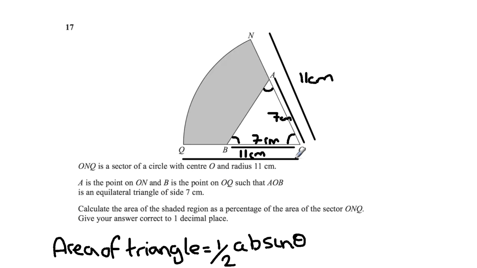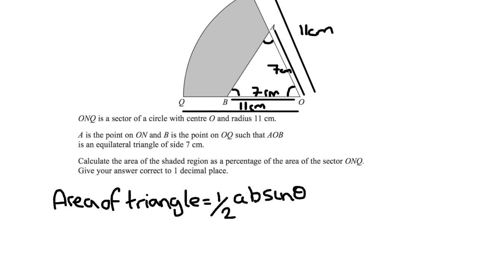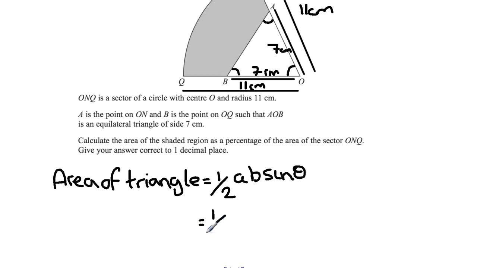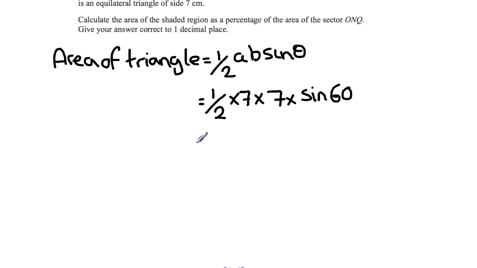Now, to find the area of the triangle OAB, we need to fill in the details given to us in the diagram. So A is 7 centimetres, B is 7 centimetres, and the angle given to us is 60 degrees. So I'm just going to substitute those values into the equation. So we should have equals a half times 7 times 7 times sine 60. Okay, so we plug those values into the equation and the area of the triangle should be equal to 21.217622239 centimeters squared.